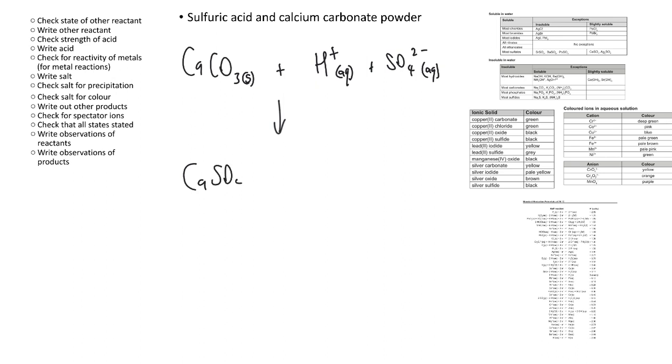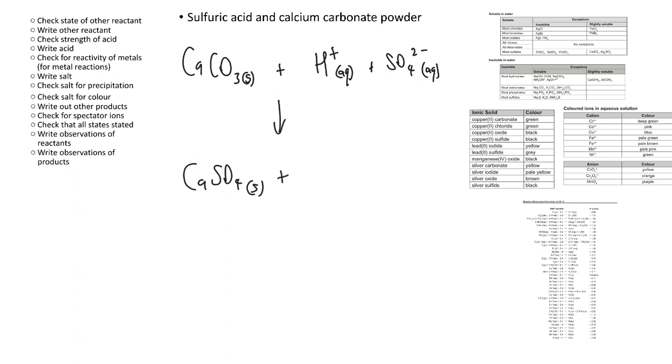Calcium sulfate, solid. That slightly soluble is related to the concentration, but we're going to assume a reasonably high concentration, so it's going to be a solid there. Then we wrote the salt. We checked the salt for precipitation. We checked the salt for color. Calcium is not colored. Sulfate is not colored. Calcium sulfate doesn't have a color, right? So therefore, I can write out the other products now.